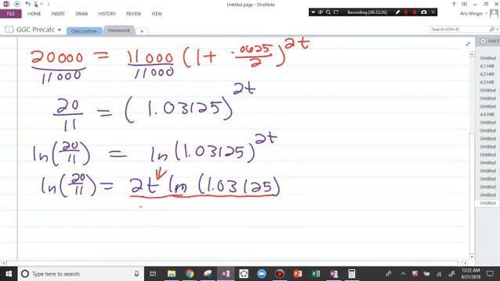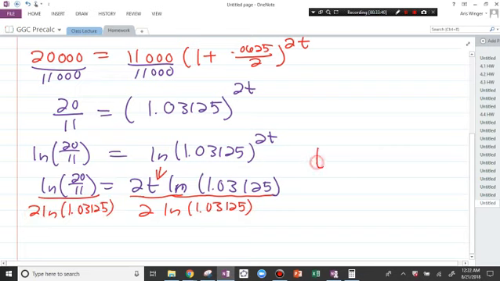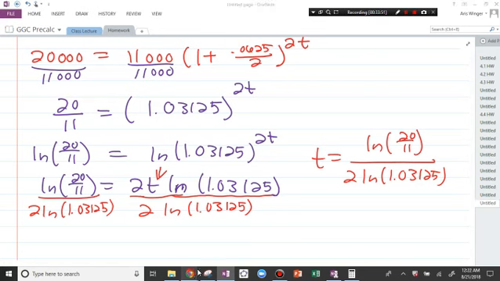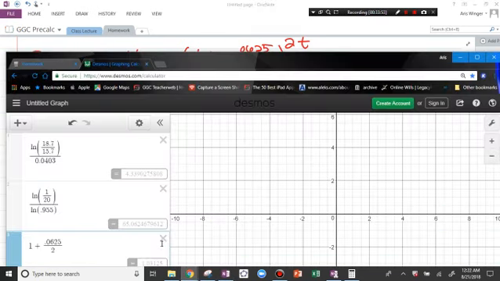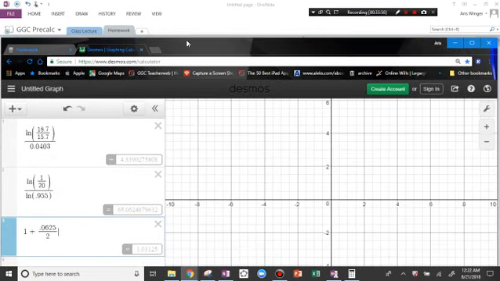So then we're going to divide 2 natural log of 1.03125 on both sides, and then that is the super ugly number, right? So the time it takes is t equals ln 20 over 11 all over 2 natural log of 1.03125, and that's Desmos all day, right? So then yeah, you can just put that in.